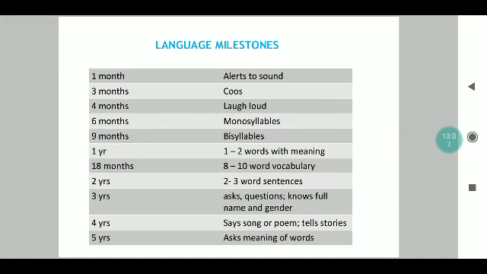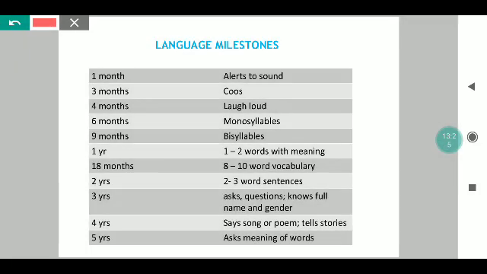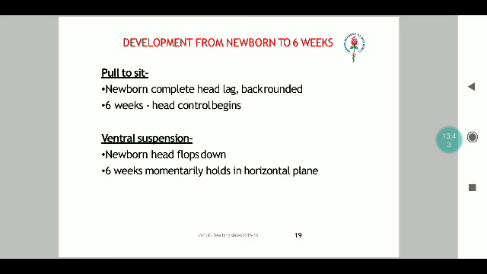By 1 year, the child will have a vocabulary of only 1 to 2 words but with meaning. By 18 months, the vocabulary will improve to 8 to 10 words, but the child will still continue to speak in words and not sentences. Sentence formation begins at 2nd year of age. The sentences will of course be small, with 2 to 3 words only. By 3rd year, the child tends to ask what questions, why questions, and also knows his or her full name and gender. By 4 years, a child is able to sing a song or a poem and tell stories. And by 5th year, the child asks the meaning of new words he or she listens to.